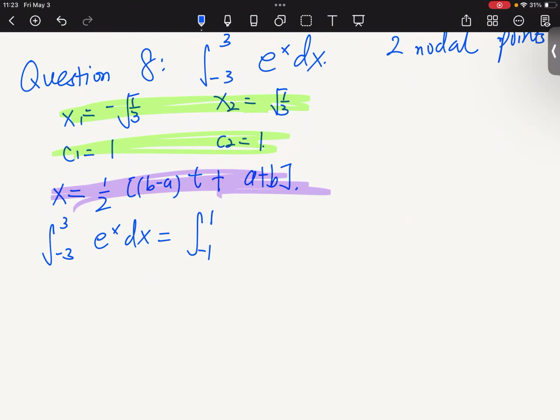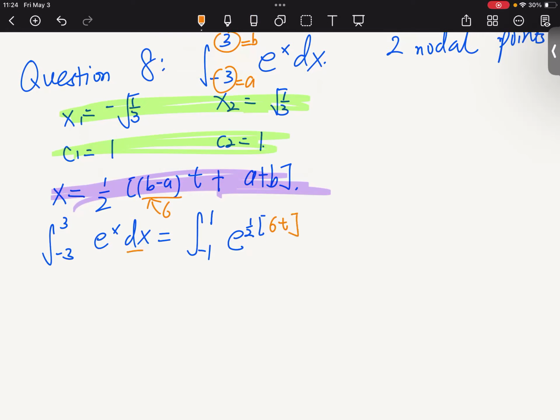Now, change the variable to -1, 1. And what do I get? E, and then x. X here is just the 1/2. And then what is b minus a? For here we have b, this one is our b, and this one is our a. So b minus a is just 6, right? We got 6t here, and then a plus b is just 0. So we just get 6t here.